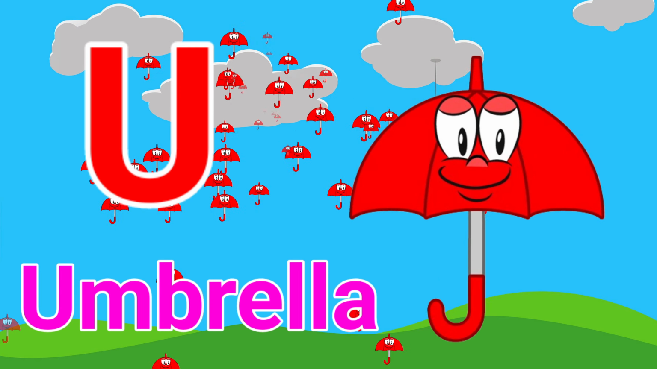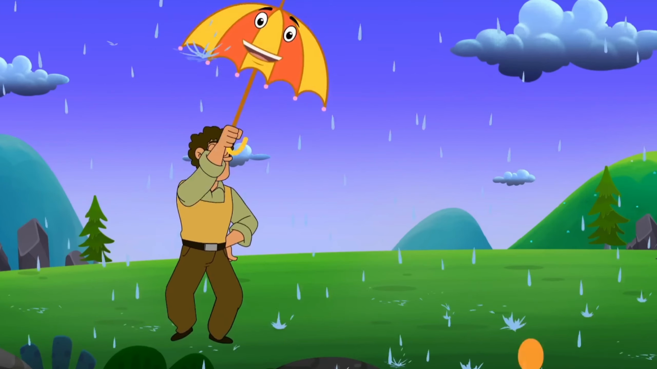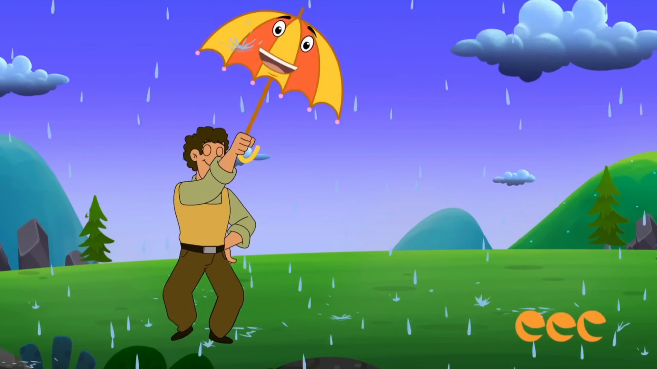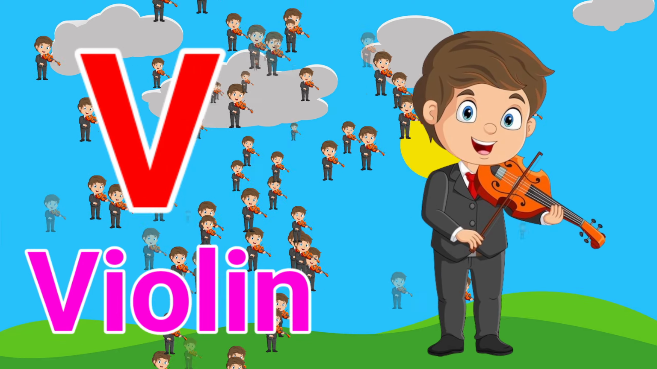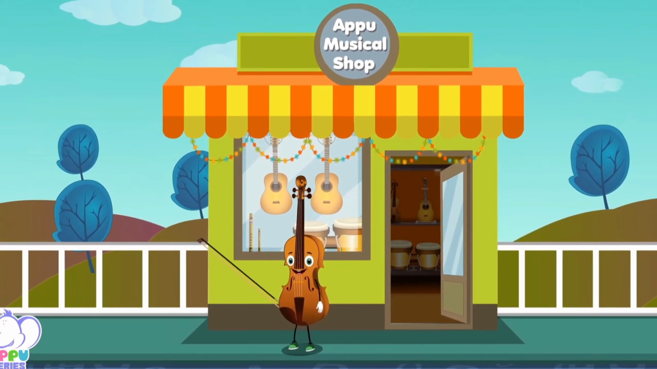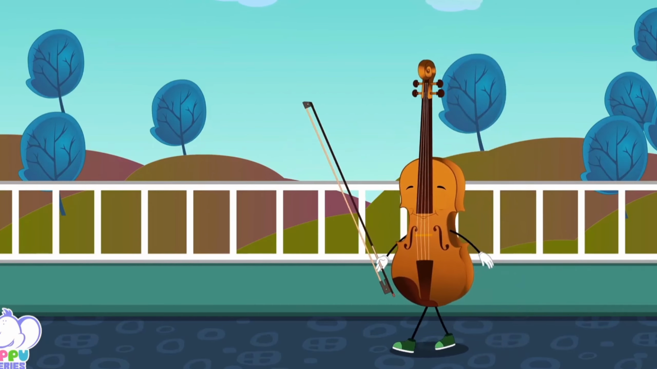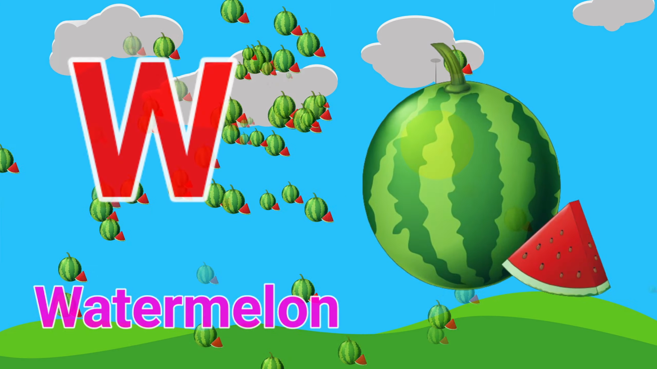U is for umbrella. Go away, come again another day, daddy. V is for violin. W is for watermelon.